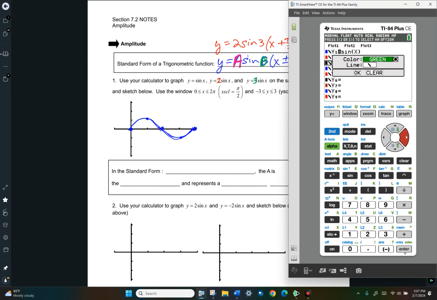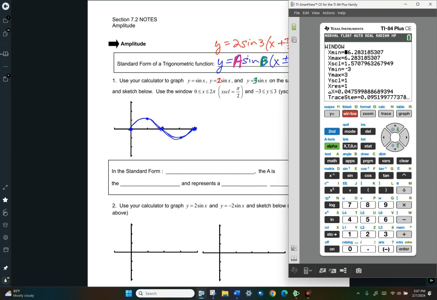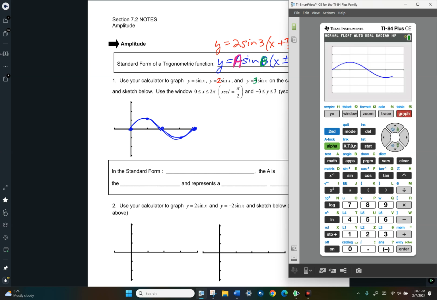Okay, so now the colors on my calculator are going to match the colors that I have on my screen. First it's going to graph sine, then 2 sine, then 3 sine. And remember we said we're going to go from 0 to 2 pi. Everything else is set. So there we go. Sine, 2 sine, 3 sine. What happens?